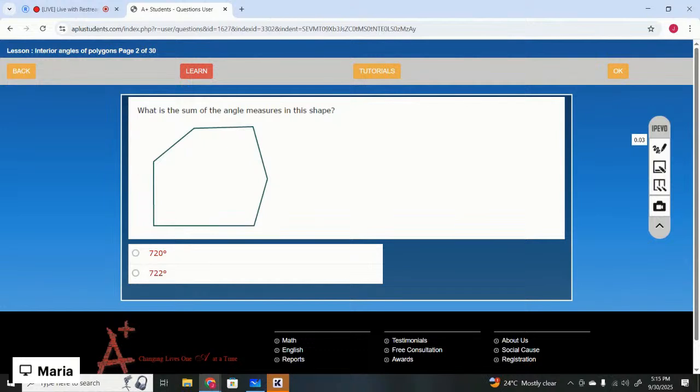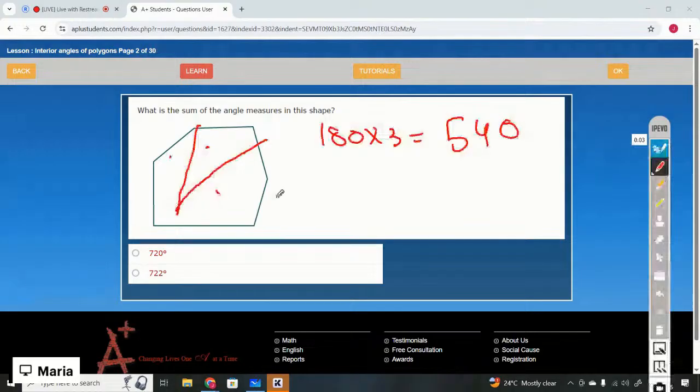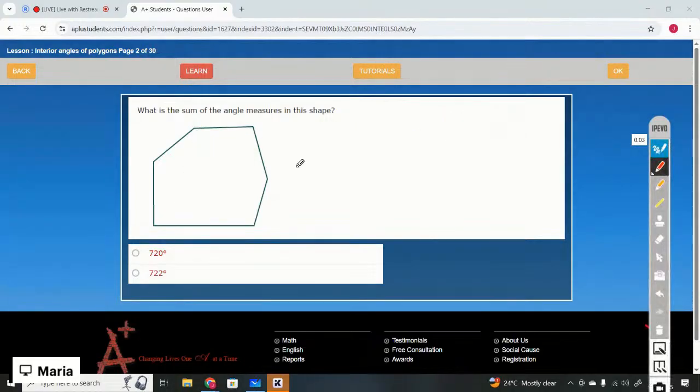What is the sum of the angle measures in this shape? So it is 720 because I think we can make four triangles. One, two, yes, four: one, two, three, four triangles. So 180 times 4 is 720 degrees. Option number 1 is the correct option.